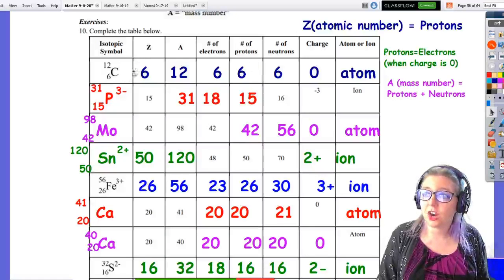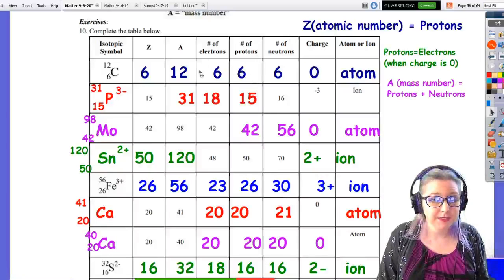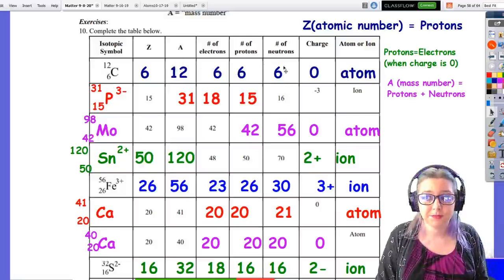If I have no charge written here, that means I have no charge and I'm an atom. If I have no charge, then that tells me my protons are equal to electrons. So if I have no charge, my protons being 6, my electrons will be 6. And then my mass number is 12. So if I take my 6 protons away from my mass number of 12, I'm left with 6 neutrons.